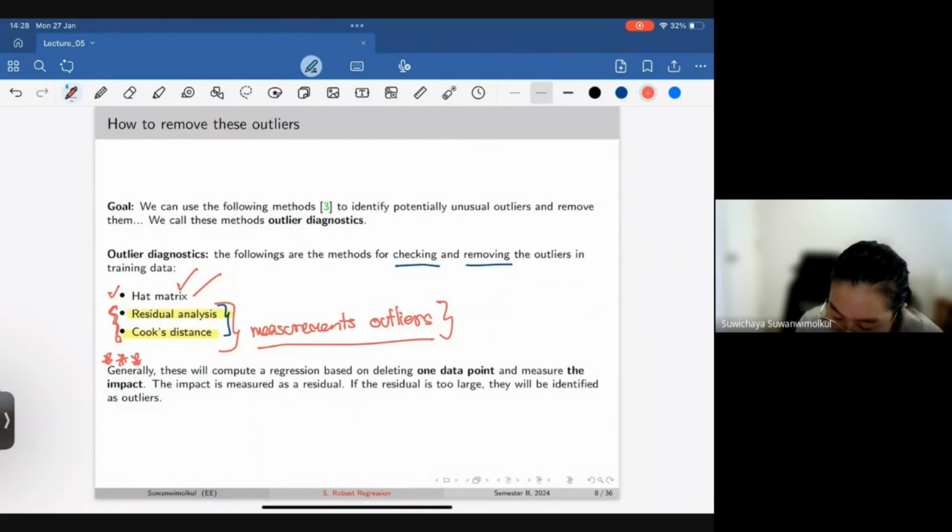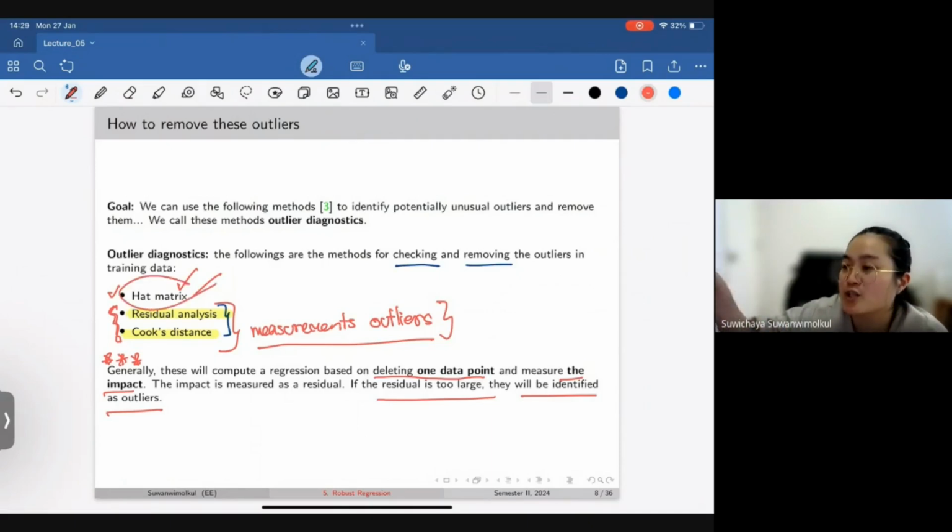So firstly, we detect the data point that is an outlier, and measure the impact, that is, what is the difference between having that data sample and removing it. And after that, we decide whether or not they are outliers. So that's the procedure. It's kind of different from the hat matrix. With the hat matrix, you have a threshold, that's it.